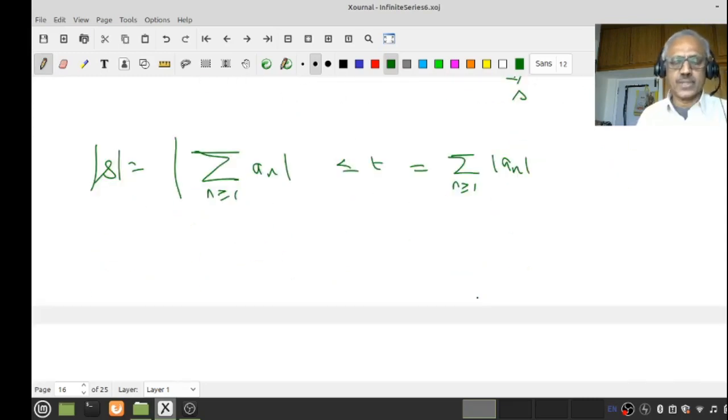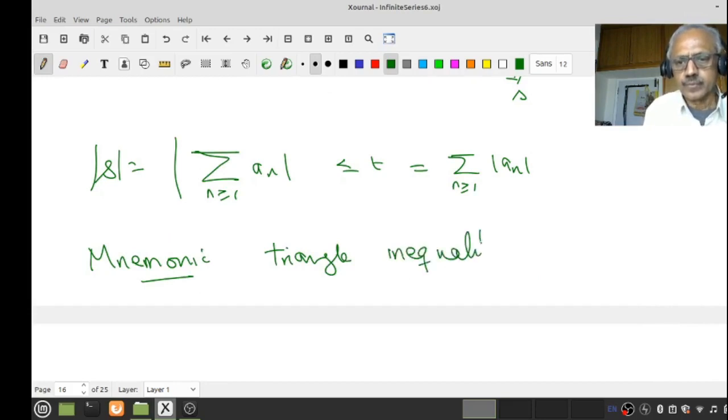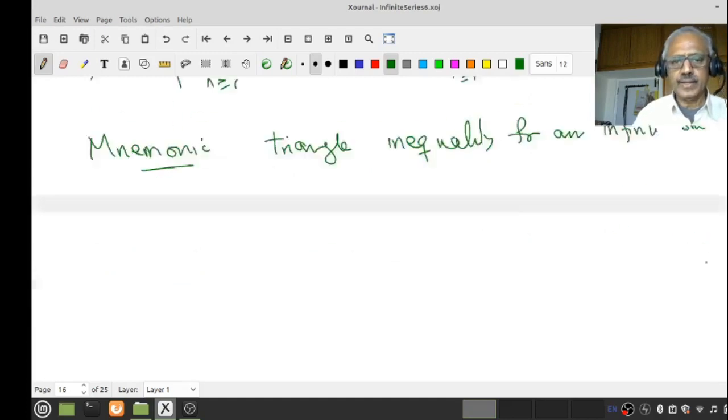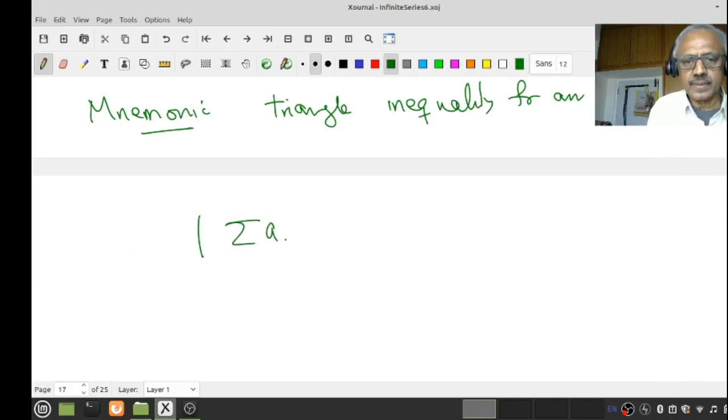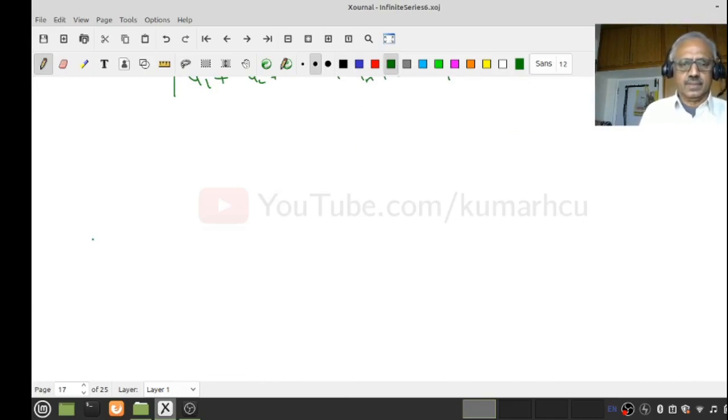Yeah? So, as a mnemonic, you can think of this as a triangle inequality for infinite sums. Why? Because it says the summation |A1 + A2 + ... + An + ...| is less than or equal to |A1| + |A2| + ... + |An| + .... Okay, that's what it says. So what have we shown?